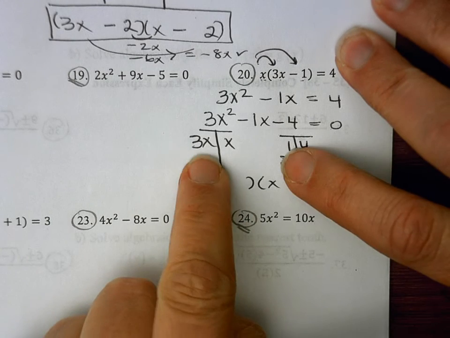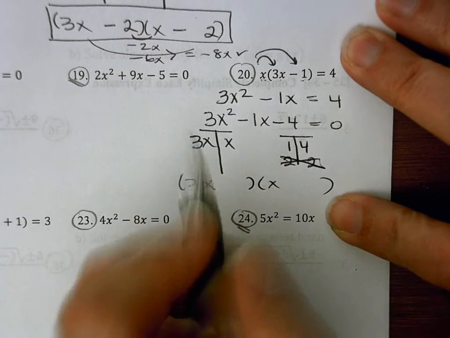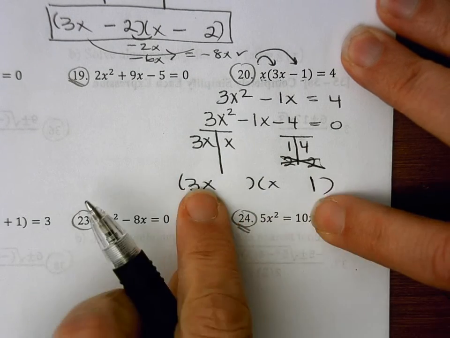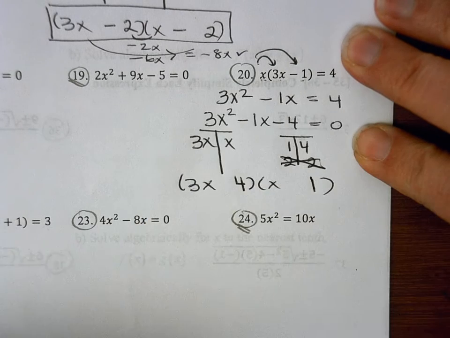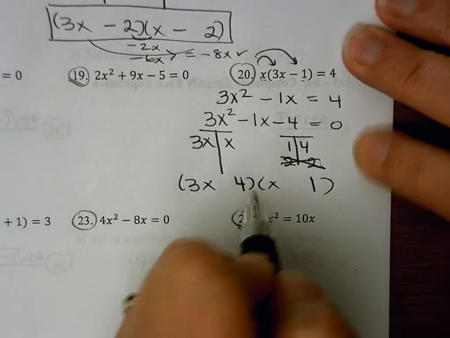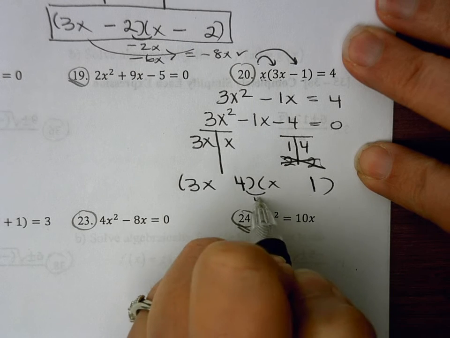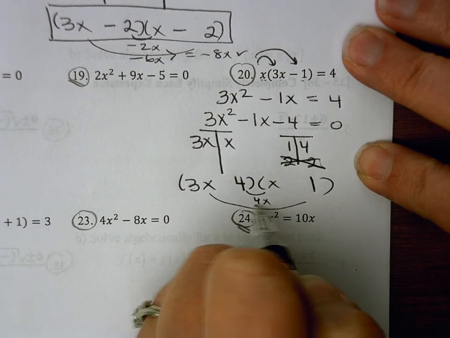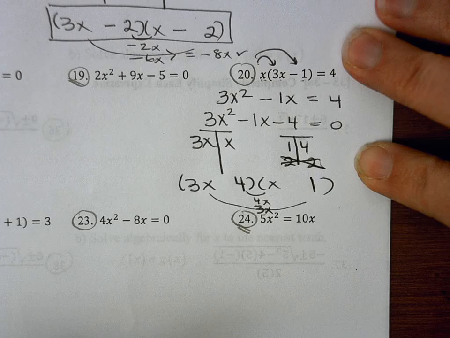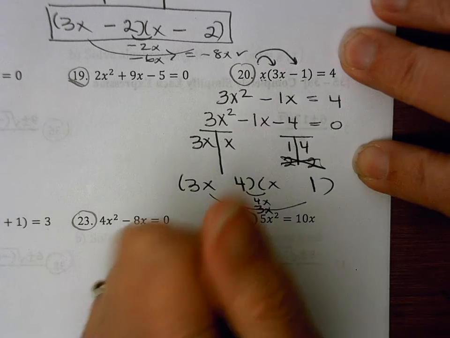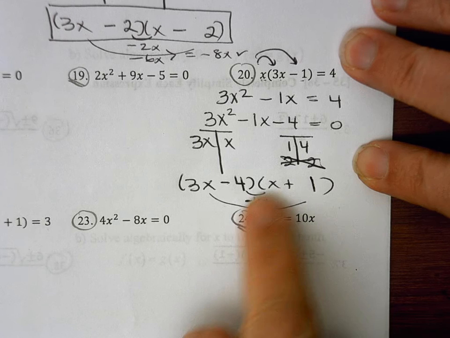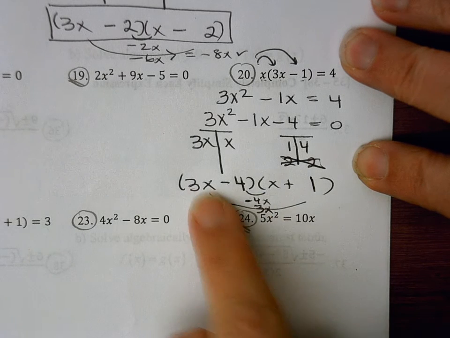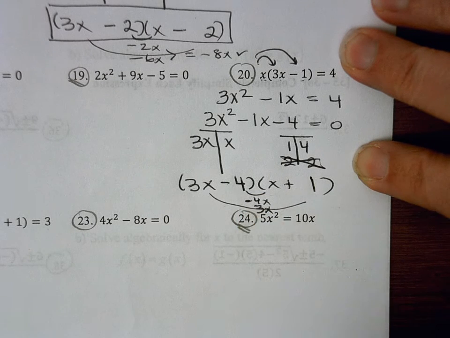So I want to do 3x times 1, so 3x and the 1 need to be in different parentheses. And I want to do x and 4. Now I want to get a negative 1x, right? So this would give me 4x, and then that gives me 3x, and the only way to make that a negative 1x is if the 4 was negative. So negative 4 times x is negative 4x, and 3 times 1 is positive 3, so that gives me negative 1x.